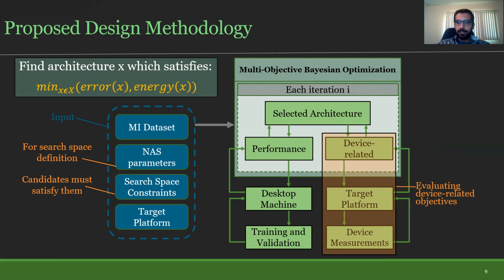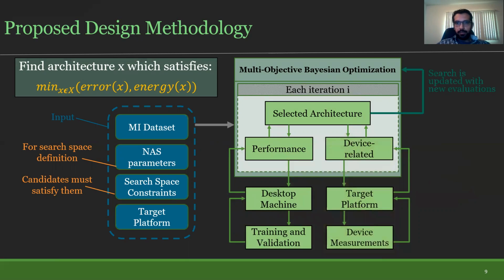And then once that is done, its device-related objectives regarding the energy are assessed through deploying the model on the actual target platform and then retrieving the power and latency readings directly from the target platform. And through these two metrics, we get the energy consumption of this architecture on the target device. And that's also associated with that candidate architecture regarding its energy objective function. Now, once these two objective functions are evaluated, they are used to update the search with these new evaluations, and then the multi-objective search would proceed to find more promising architectures to sample.